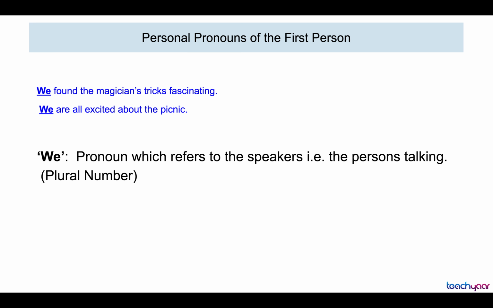It can be one person talking on behalf of his group, or it can be a number of people who are talking. So, when you say we, it means it is more than one person. So, we found the magician's tricks fascinating. Maybe six friends went to watch the magician's show and they found it very interesting. So, what are they saying? We found the magician's tricks fascinating. So, we is a personal pronoun of the first person. First person means the person who is talking or the people who are talking.